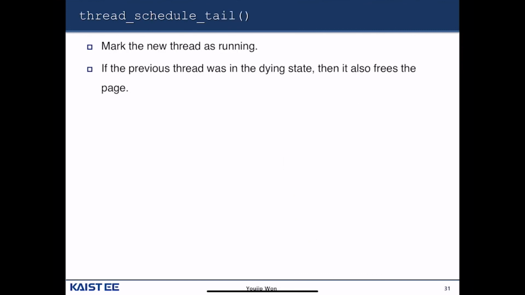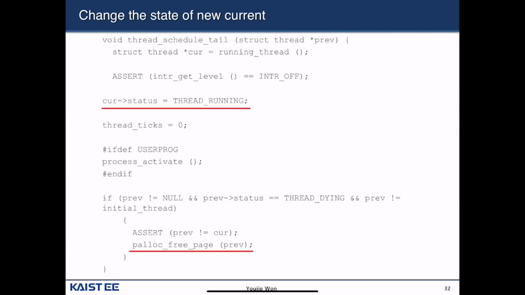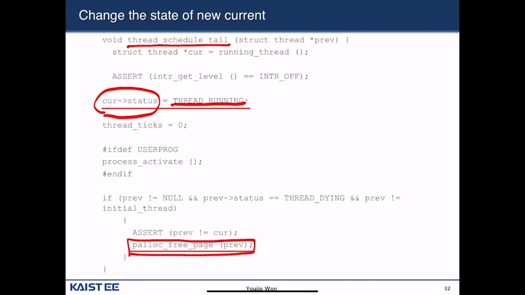After switching the current thread and the next thread, the operating system updates the state of the newly selected thread as running. And if the previous thread was in the dying state, then the operating system has to clear up all the pages allocated to that thread. So these are the details of the code of thread_schedule_tail. It updates the newly running thread's status as running. And then if the previous thread was in the dying state, it has to deallocate all the pages allocated to the dying process, and then free it.